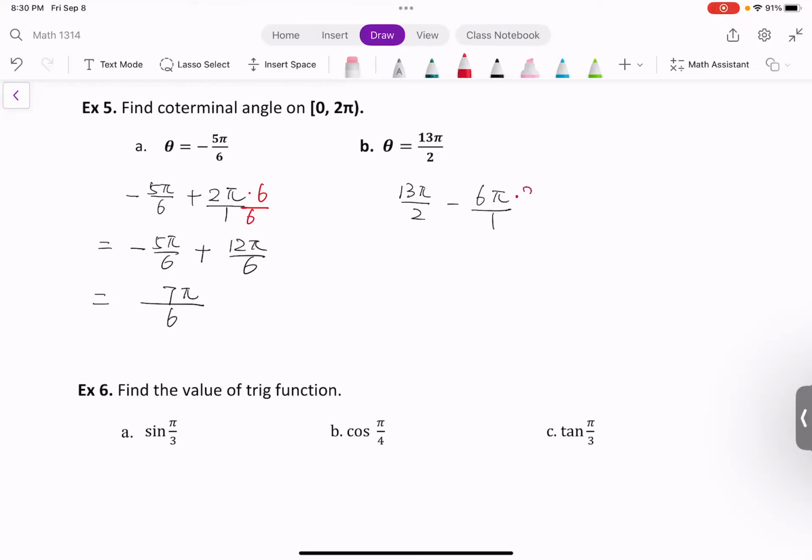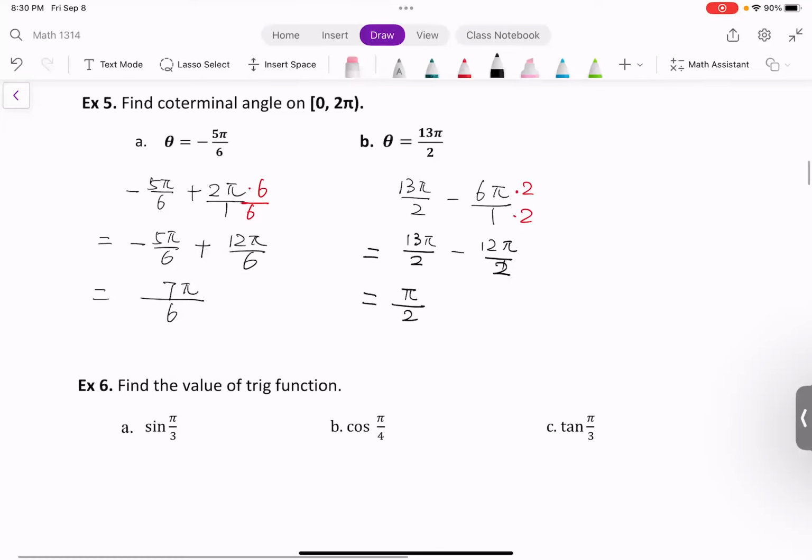Enlarge the top and bottom, make sure they have the same denominator. So 13 pi over 2 minus 12 pi over 2. I'm having pi over 2. So pi over 2 is the coterminal angle of 13 pi over 2 in the interval 0 to 2 pi.